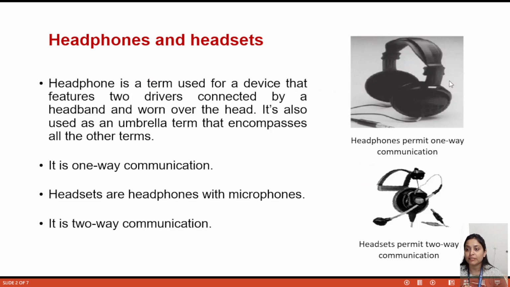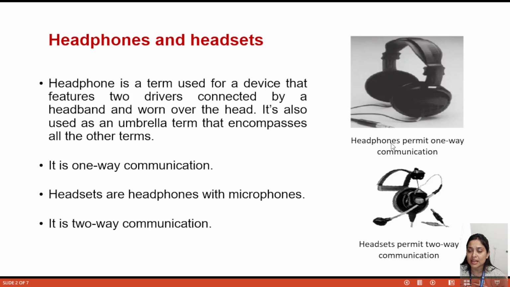So all of you, I think, are familiar with this type of figure. Nowadays, in their day-to-day life, everyone uses this type of headphone. So what is this? It is a device that features two drivers connected by a headband, and we have to use it in this way, over the head. It is also used as an umbrella term that encompasses all the other terms.